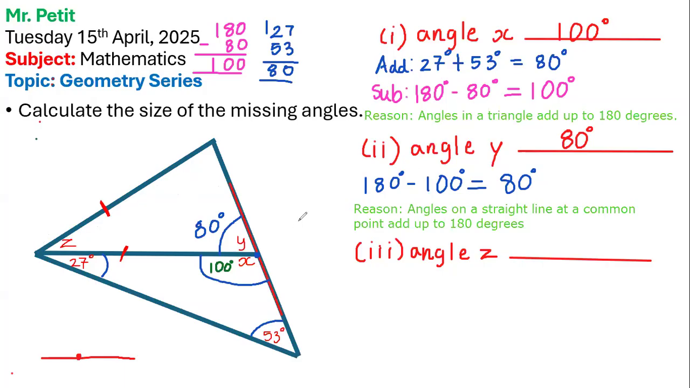Y to Z? They're on a straight line, but they're not at a common point. Please understand that, class. They could be on a straight line, but they have to be at a common point. Is Z 50? I don't know.